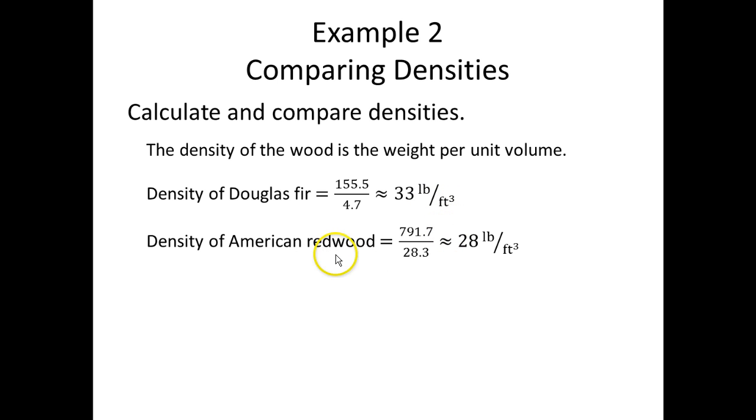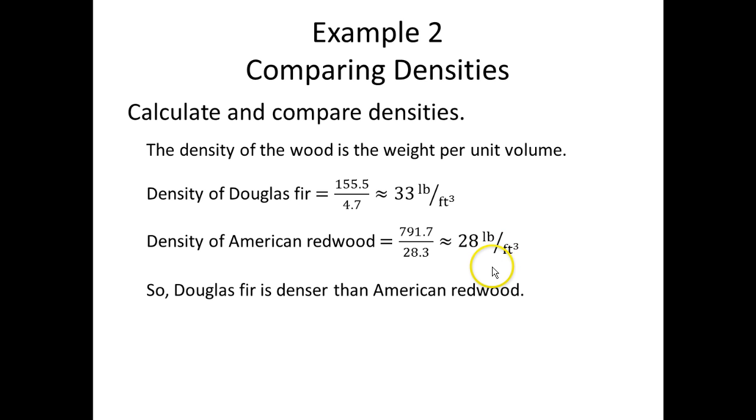I can do the same thing for the American redwood. They give us this information that the American redwood weighs approximately 791 pounds and occupies a volume of 28.3 cubic feet, which simplifies to 28 pounds per cubic foot. So notice that the density of the Douglas fir is greater than the density of the American redwood. So I say that the Douglas fir is denser than the American redwood.